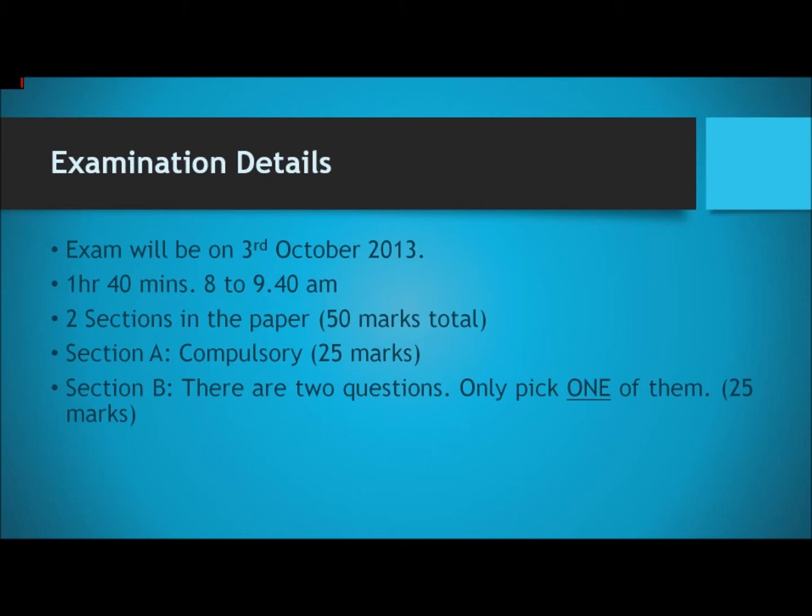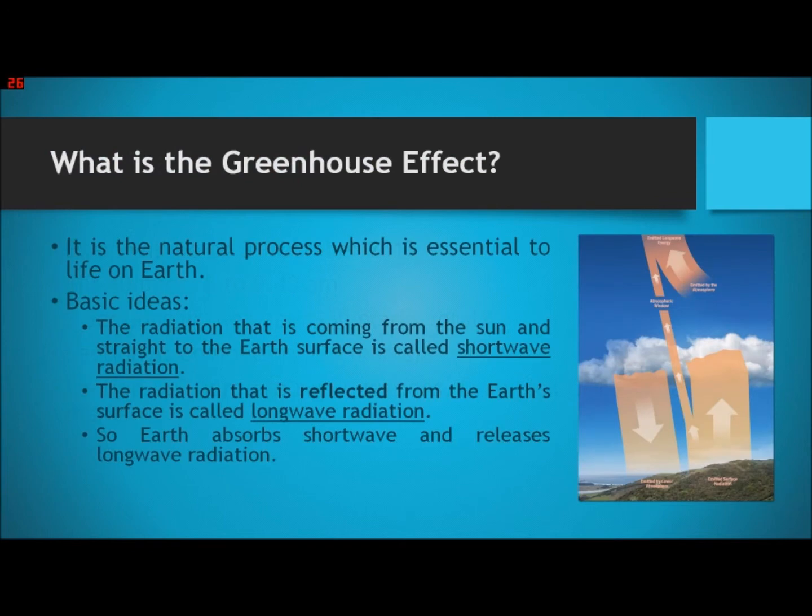Section A is compulsory, with 13 marks dedicated to the fieldwork component, and the remaining 12 are your normal test questions. Section B will consist of 2 questions worth 25 marks each, so just pick one of them. So let's get on to the lesson proper.